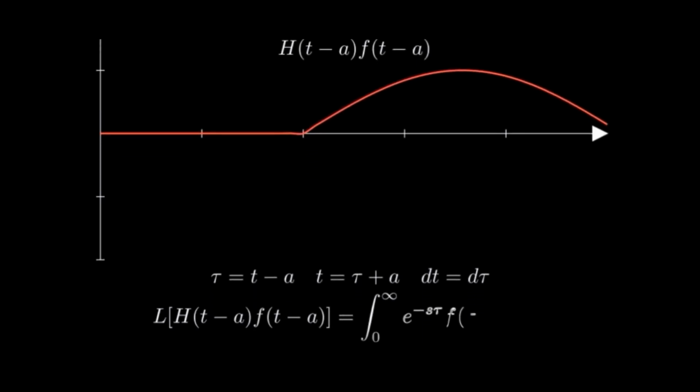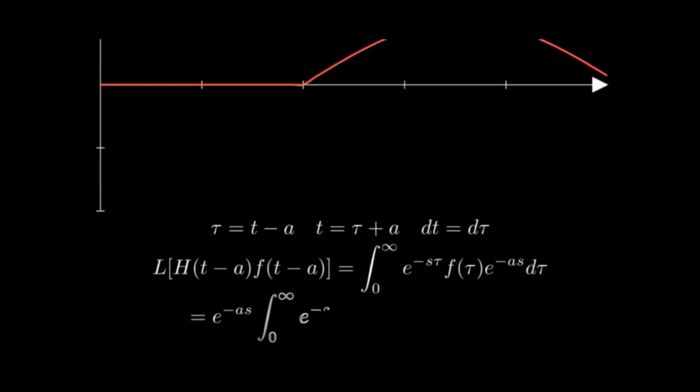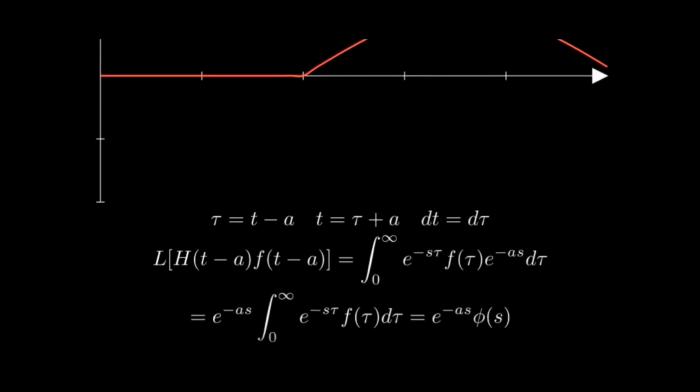When t equals a, tau equals 0. And when t approaches infinity, tau approaches infinity. This gives us e to the negative as times the Laplace transform of f(tau), which is phi of s.